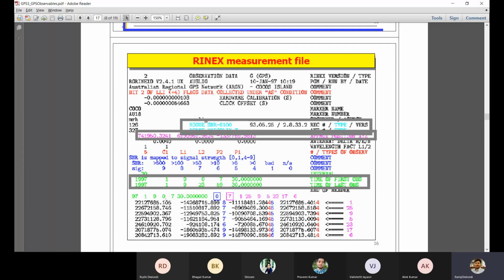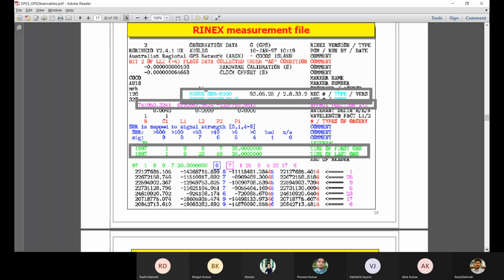See what is written, 9th January 1907, at 0730, that is morning 7:30, observation has started. It goes on, available for how many satellites? 1, 2, 25, 9, 5, 23, 17 and 6. These are the satellite numbers.